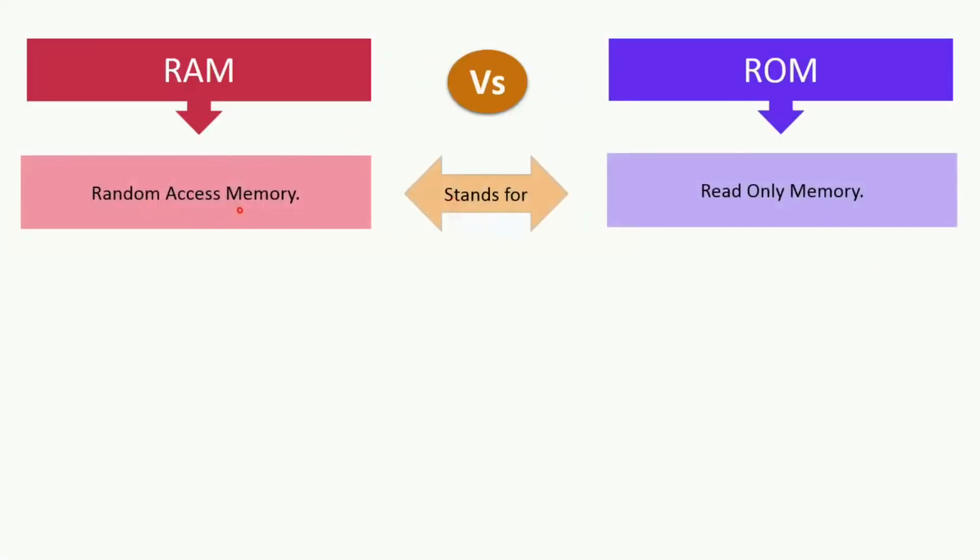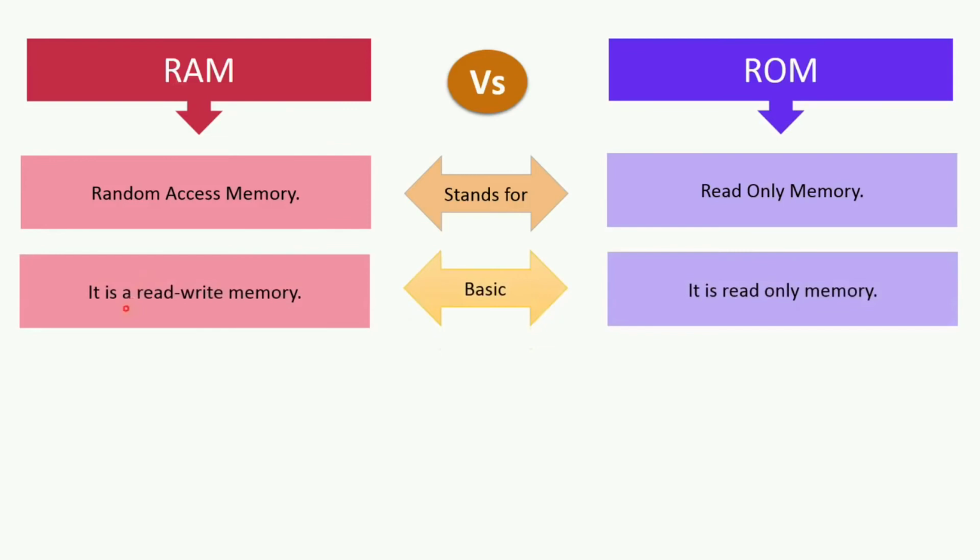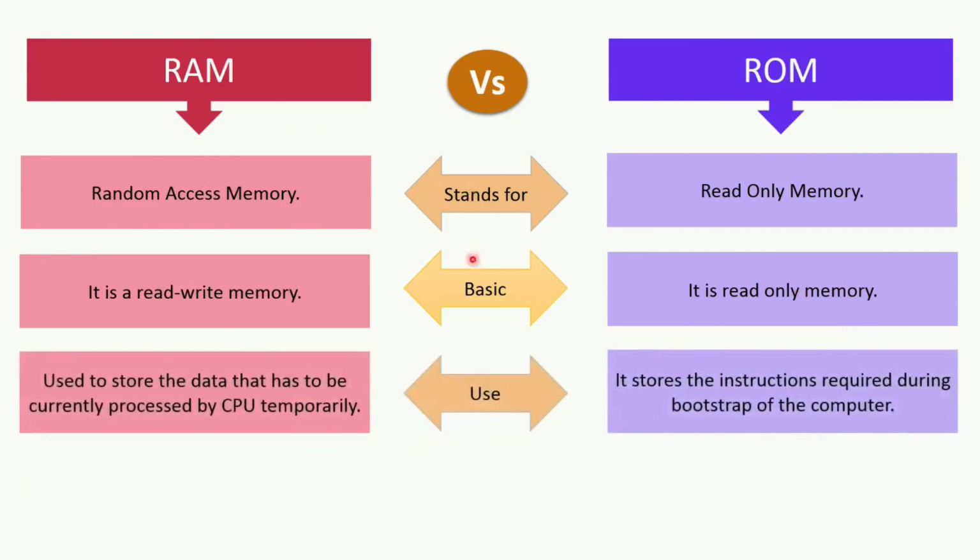RAM stands for random access memory, whereas ROM stands for read-only memory. RAM is readable and writable. On the other hand, ROM is only readable. RAM is used to store the data that has to be currently processed by the CPU temporarily. In contrast, ROM stores the instruction required during bootstrap of the computer.